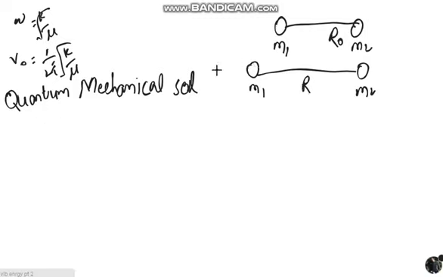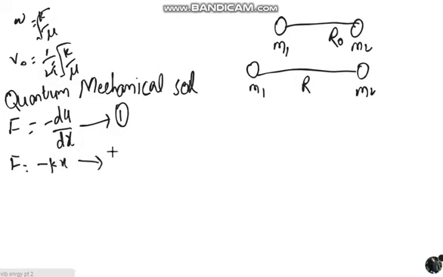So by stretching the molecule, we store potential energy within it, and the relation between the force and the potential energy is F is equal to minus dU divided by dx. This is equation number 1, and according to Hooke's law, F is equal to minus kx, and this is equation number 2. Now we have two equations for the force, so we can equate equation 1 and equation 2.